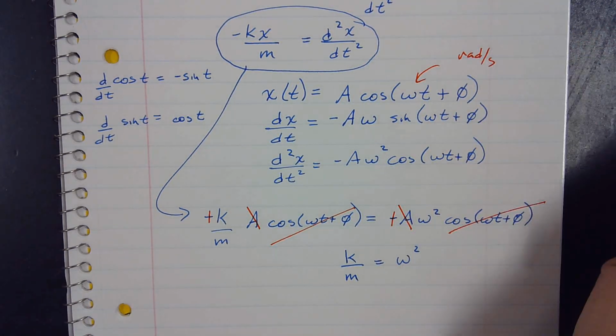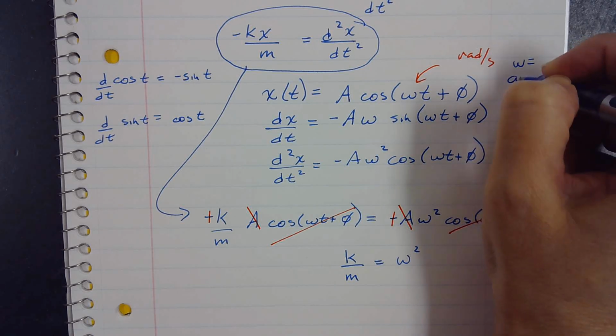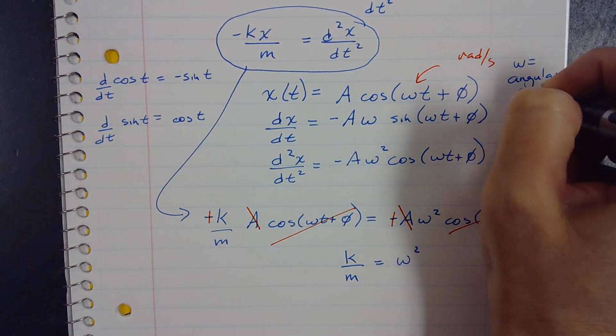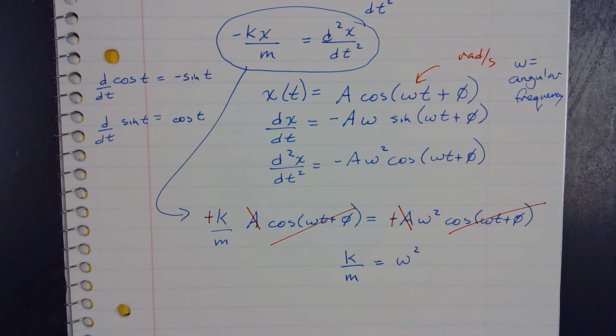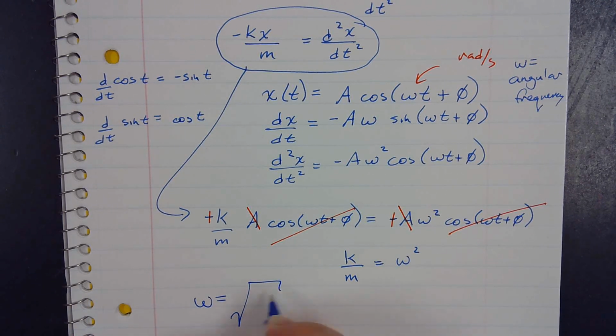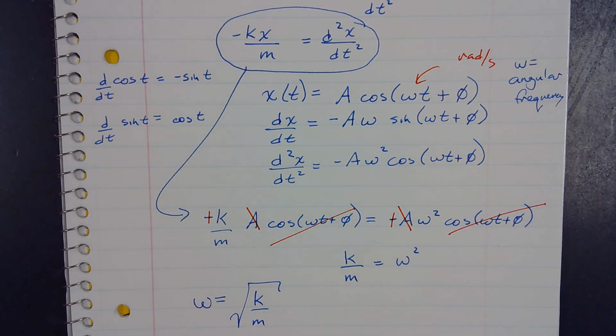That means omega is called angular frequency. Now, we used it in this class last year as angular speed, because angular speed and angular frequency are the same thing, radians per second. We used it in AP1 last year. Not all of you were in AP1. So I can solve for the angular frequency of this. Omega is equal to the square root of k over m.